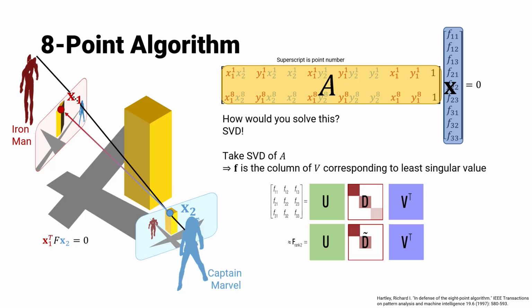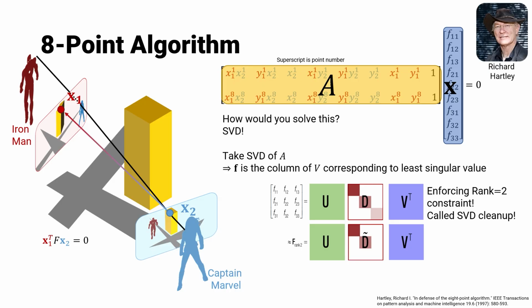And because we know that we have to enforce this as rank 2, if you look at D, this is full rank, which means all the 3 diagonal elements are non-zero. We know that the last one has to be 0. So what we will do is we'll forcefully set it to 0 and reconstruct it to get F of rank 2, when we take the SVD of capital F. And this enforcing of the rank 2 constraint is called SVD Cleanup. This particular algorithm, the 8-point algorithm for estimating the fundamental matrix, which needs 8 point correspondences between Iron Man and Captain Marvel's frame of references or images, was proposed by Richard Hartley.